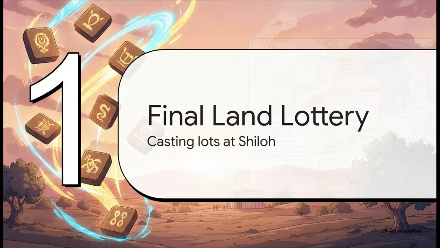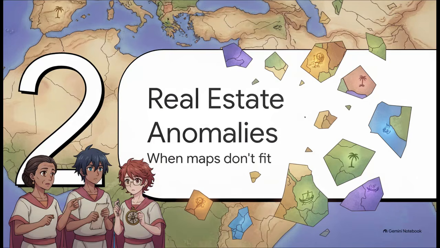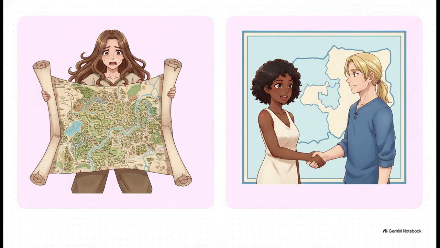Part 1. The Final Land Lottery. Casting lots at Shiloh. Part 2. Real estate anomalies. When the map doesn't fit. You see, dividing a country isn't exactly a perfect math equation. Everything they've worked for comes down to these last castings of lots, and right away, we hit some problems.